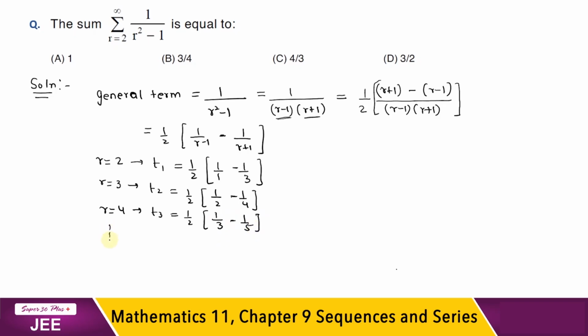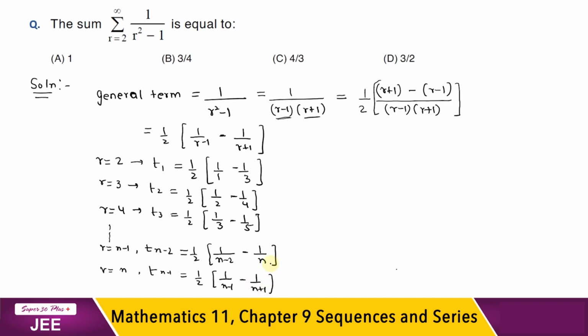Alright, similarly, when r is equal to n minus 1, we are going to get the t(n minus 2)th term, and this is equal to 1 by 2 times 1 over n minus 2 minus 1 over n. And when r is equal to n, we are going to get t(n minus 1) as 1 by 2 times 1 by n minus 1 minus 1 by n plus 1.